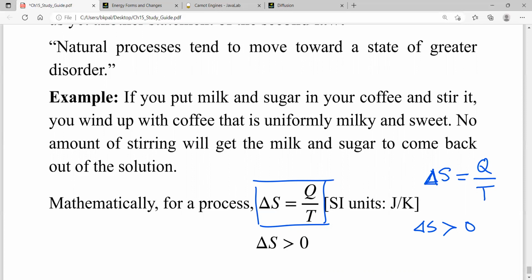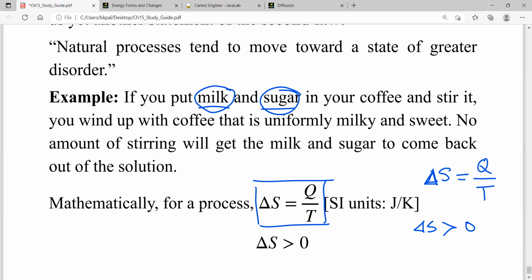A simple example is the mixture of milk and sugar. Milk is ordered when it is separate from sugar, and sugar is also ordered. When you mix them, they are disordered. The disorder increases. What I want to say is that once they are mixed, it is impossible to separate them. When it is milk, it is ordered. When it is sugar, it is ordered. When they are mixed, they become more disordered. Once it is in the disordered state, it is impossible to make them go back to their ordered state.